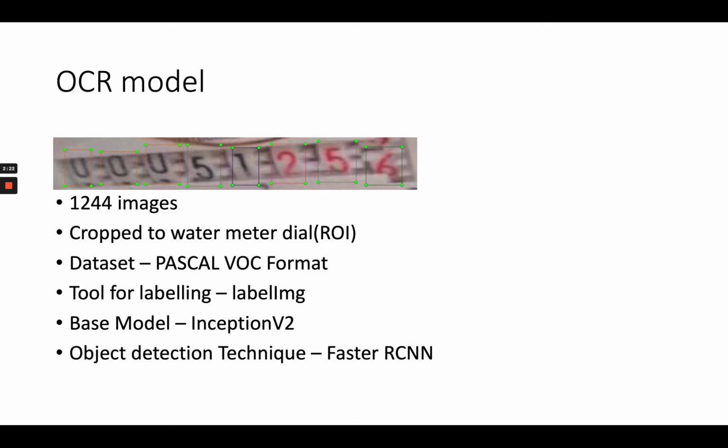The dataset and the labeling tool are the same as before. The base model is now the Inception V2 CNN architecture. The object detection technique is Faster R-CNN, which is a sliding window approach. We trained for approximately 500,000 steps, and it took approximately over a day to train.